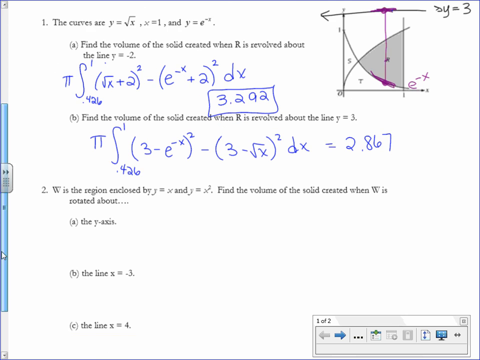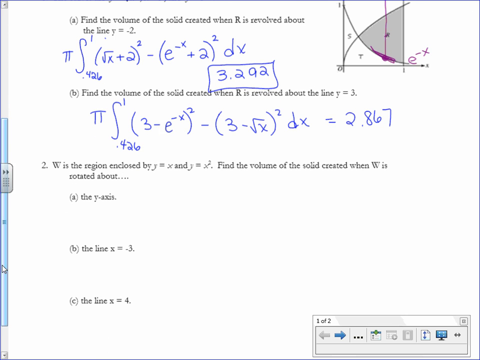All right, moving on to number 2. W is the region enclosed by that. Okay, well, I should have been a little bit more specific. I'm sorry, it says W is the region. I am not referring to the region above. That's why I named it W.